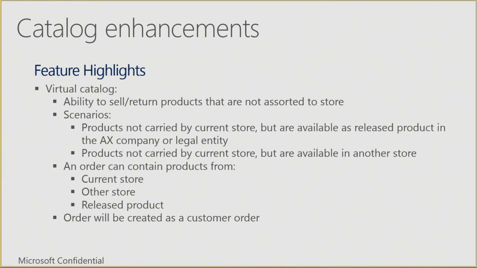With this comes the complexity. So I think this was a question that got asked quite a few times in the last few months as part of the preview releases we have been doing, which is, can a single transaction or a single order contain these three disparate sets of products: a product I carry in my store, a product in the other store, and products in the release product set? Can I include all of them? And the answer is yes.